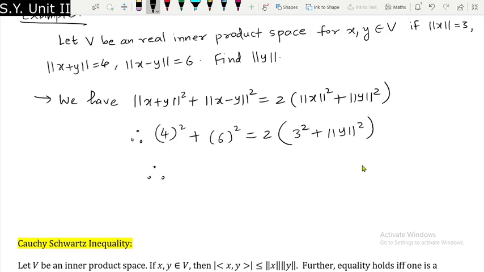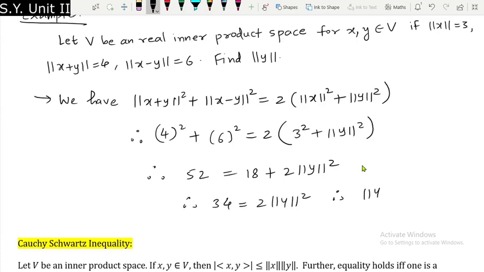Therefore 16 plus 36, what is 16 plus 36, 52 I guess, is equal to 2 9s are 18 plus twice norm of y square. If you shift this 18 on this side, it will be 52 minus 18, 34, so therefore 34 will be equal to twice norm of y square, therefore norm of y square will be 17, and therefore norm of y will be root of 17. Okay, so that is our answer.